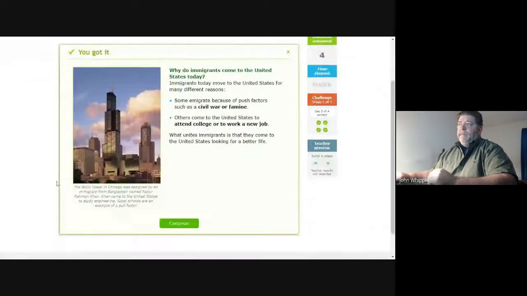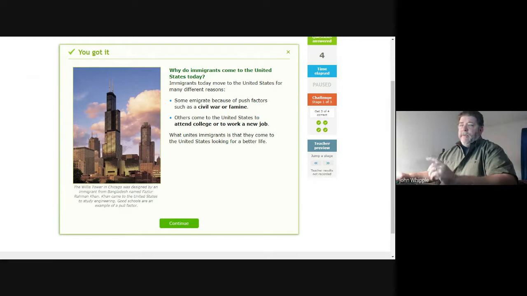We got it. Why do immigrants come to the United States today? Immigrants today move to the United States for many different reasons. Some emigrate with an E because of push factors such as civil war or famine. Others come to the United States to attend college or work for a new job. What unites immigrants with an I is that they come to the United States looking for a better life.